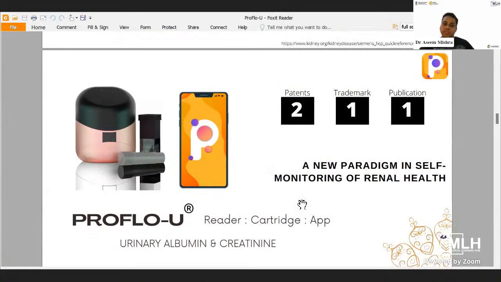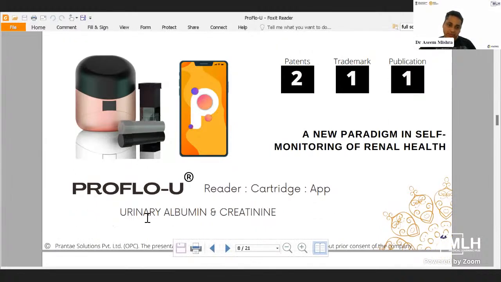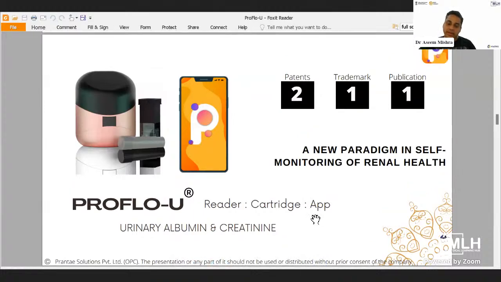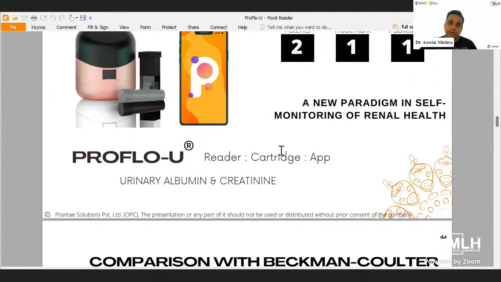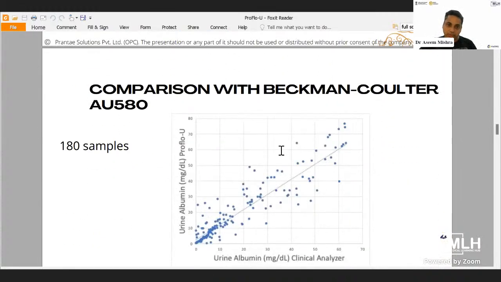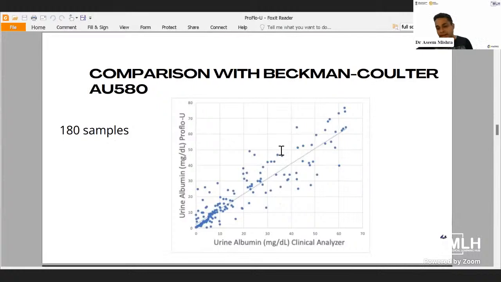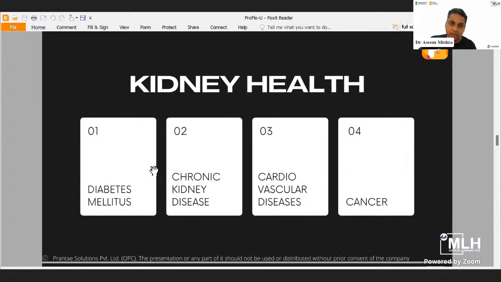This device, ProFlowU, consists of a reader unit, a cartridge, and an app. It allows you to measure urinary albumin and creatinine. It already has two granted patents, one trademark, and we recently published one abstract from the work. We did a head-on comparison of our technology with the Beckman Coulter immunoturbidity based method with roughly about 180 samples, and we see a reasonably good correlation between what we can measure and what the gold standard in clinical practice is as of today.